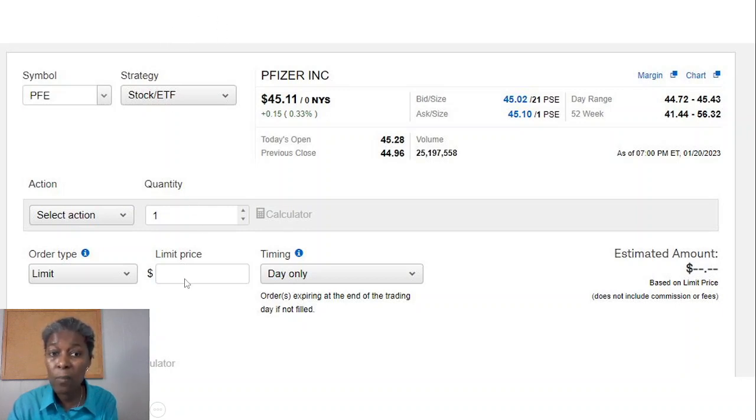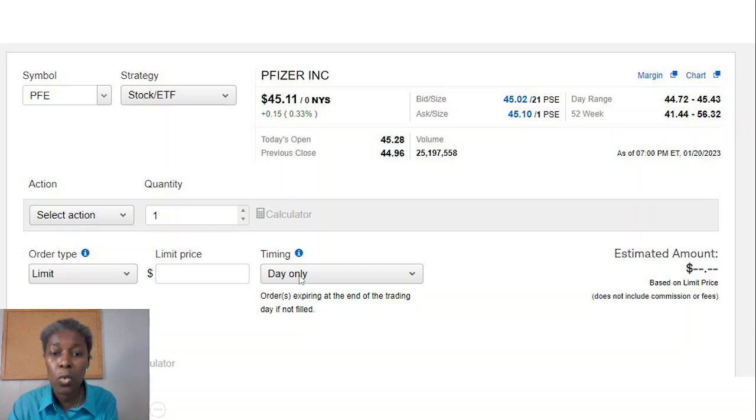You can adjust the quantity based on how much you are willing to spend on that specific stock. It will show you the estimated total. So timing, they have multiple options, but you can choose good till cancel, and I believe that's 60 days that your order will stay valid. And at any point, if the stock reaches that low price that you set, Charles Schwab will make the purchase for you. You don't have to change it daily.